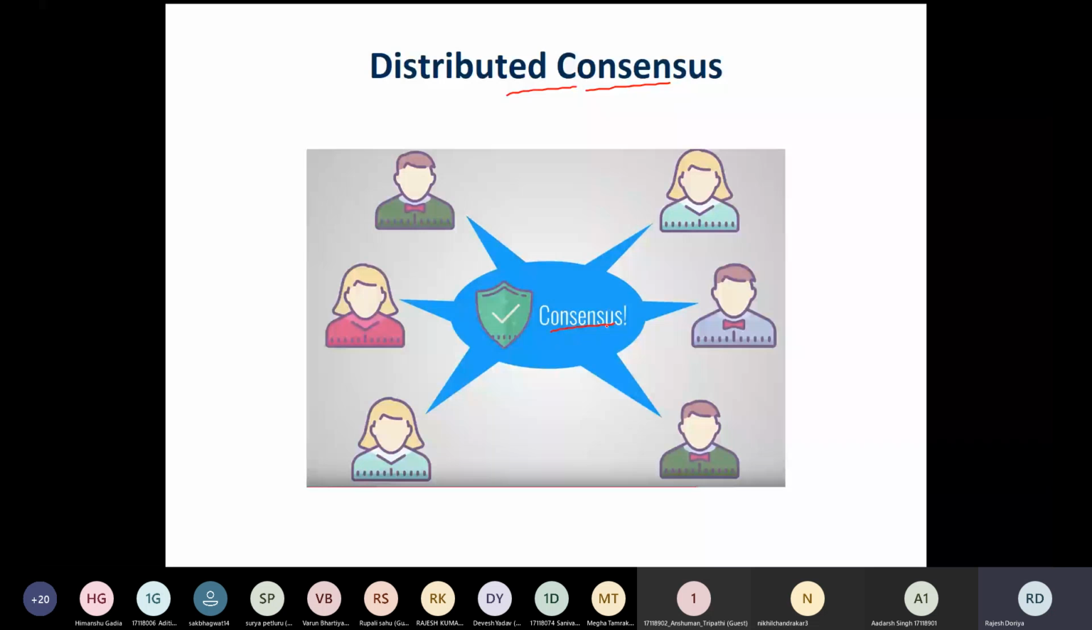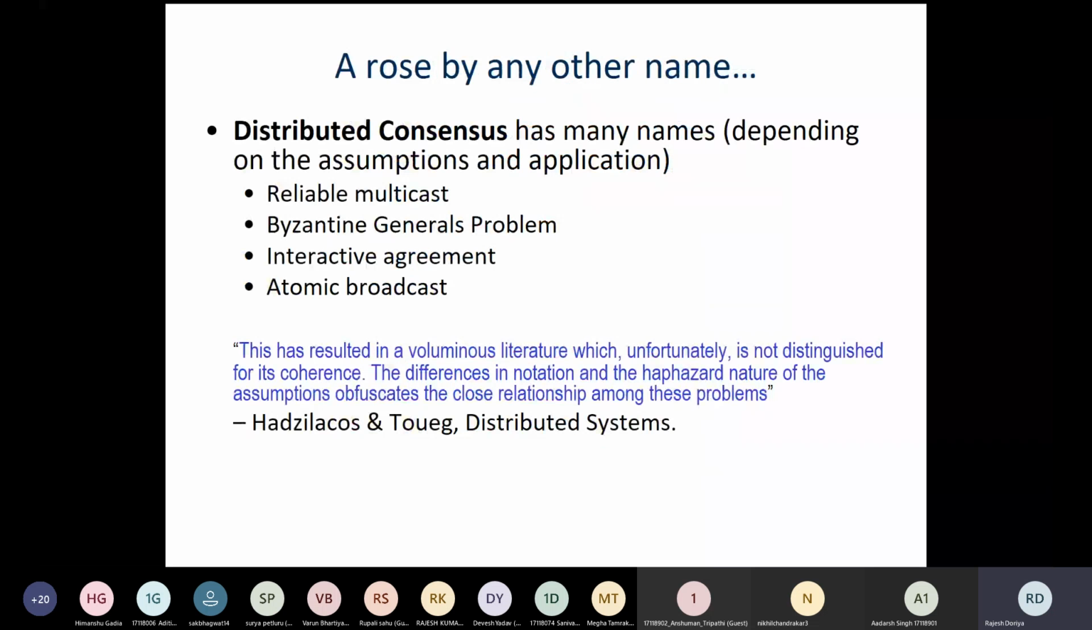So typically this problem is known by a number of other names. We're talking about distributed consensus. Many times we also call it a reliable multicast. Many times we call it the Byzantine general problem. We also call it interactive agreement, and it is also named atomic broadcast. So all these problems are the same. More or less they are known by these names.